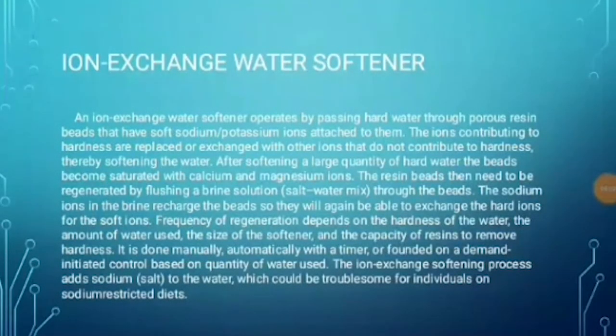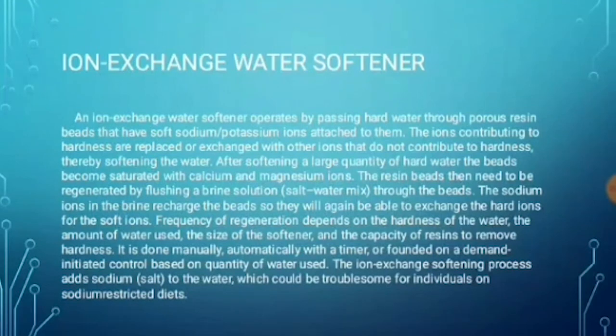Ion exchange water softener. An ion exchange water softener operates by passing hard water through porous resin beads that have soft sodium and potassium ions attached to them. The ions contributing to hardness are replaced or exchanged with other ions that do not contribute to hardness, thereby softening the water. After softening a large quantity of hard water, the beads become saturated with calcium and magnesium ions. The resin beads then need to be regenerated by flushing a brine solution through the beads.